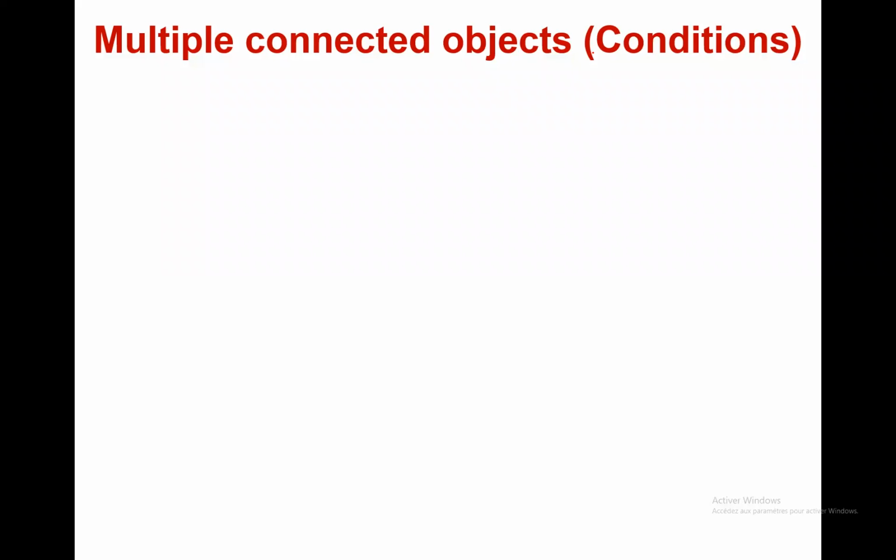Here I want to study the motion of multiple connected objects, and especially the conditions that you have to respect in this case. I want to draw here many cases of multiple connected objects, and I write to the left all the conditions that you have to respect for all these cases. Okay, first of all, I take case 1.